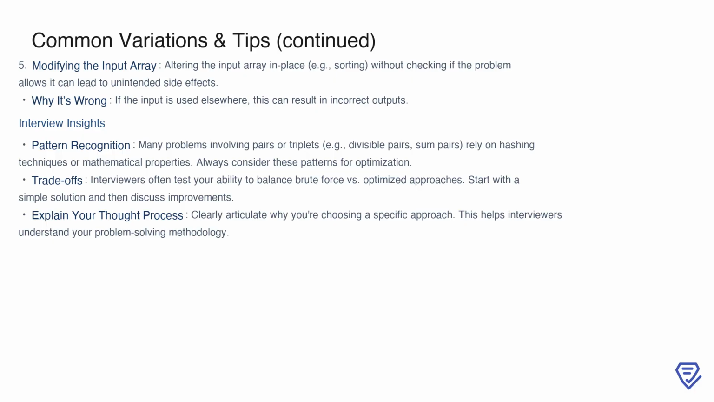As for interviews, there are some key insights to keep in mind. Problems involving pairs or triplets, like this one, often benefit from recognizing patterns. Hashing techniques or leveraging mathematical properties can provide significant optimizations. Interviewers may also assess your ability to balance brute force and optimized approaches. It's a good idea to start with a simple, clear solution and then discuss how you could improve it. Finally, always articulate your thought process clearly. Explaining why you chose a specific approach helps interviewers understand your reasoning and problem-solving skills.